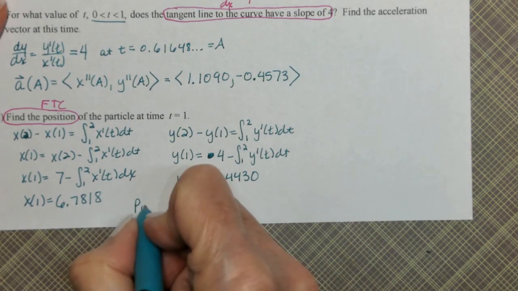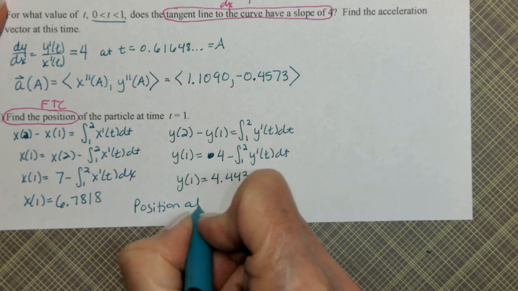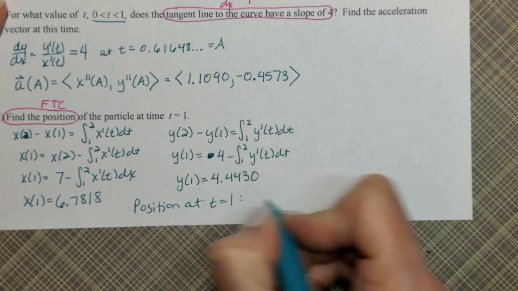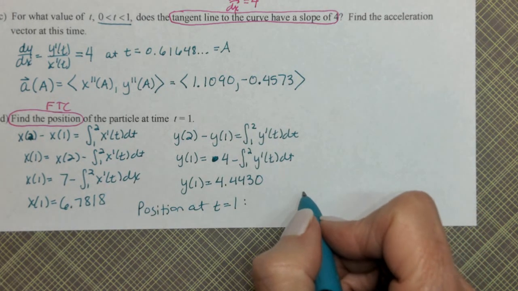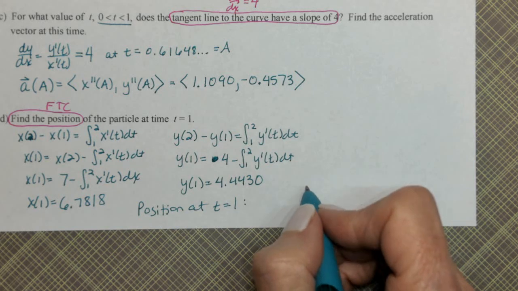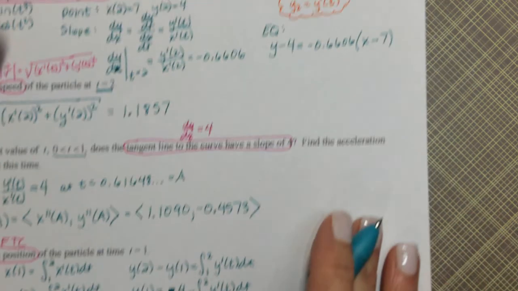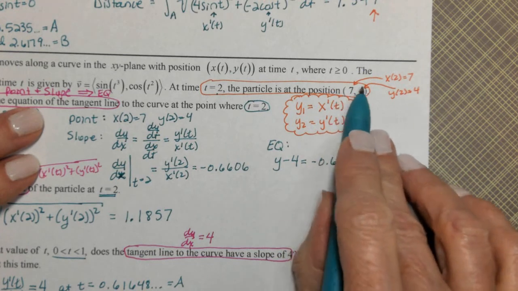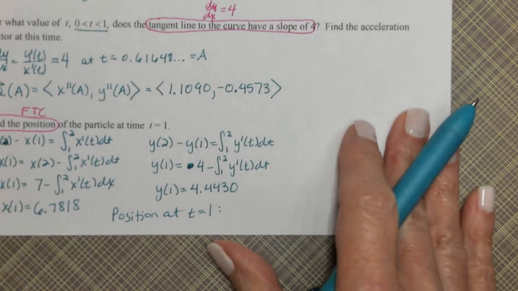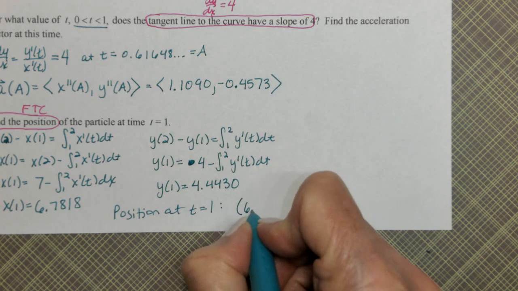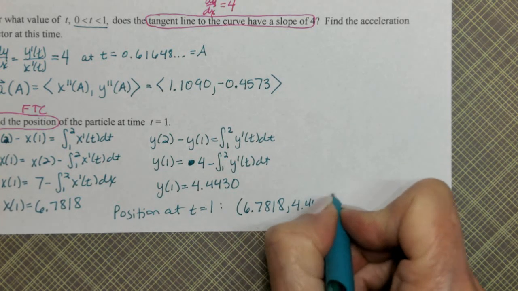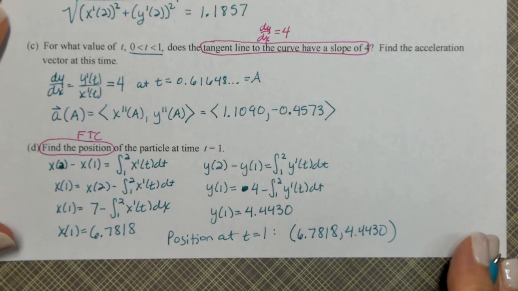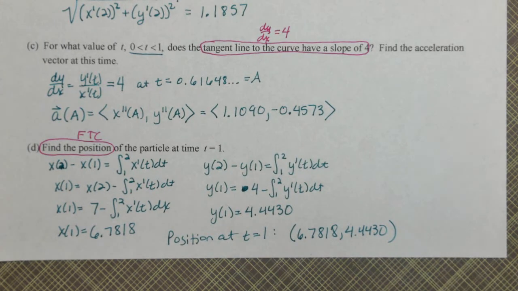So the position at time 1 is, and again, you can use the vector notation or parentheses notation. Either one is fine. I usually do whatever they gave me, and this time they gave me parentheses, so I would probably use parentheses, but either way is perfectly fine. So those are some tips on using your calculator to solve motion along a curve problems.